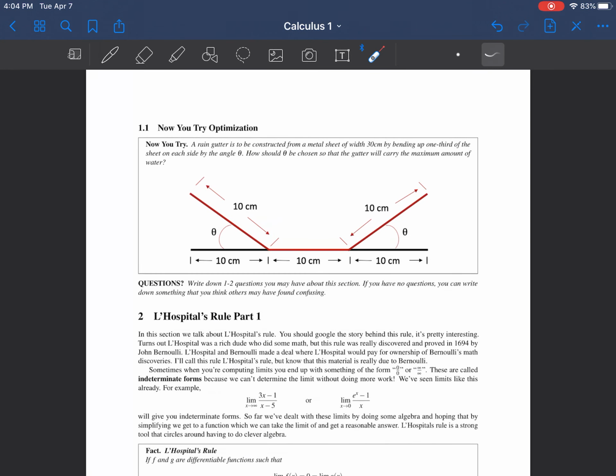Now you try the next problem, right? So I gave you a picture to work with, so go at it.